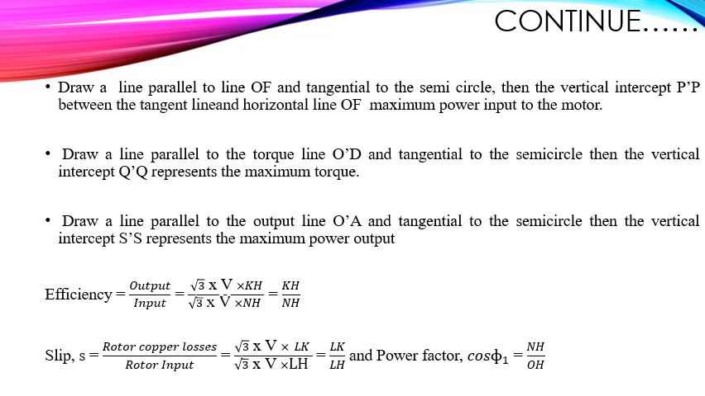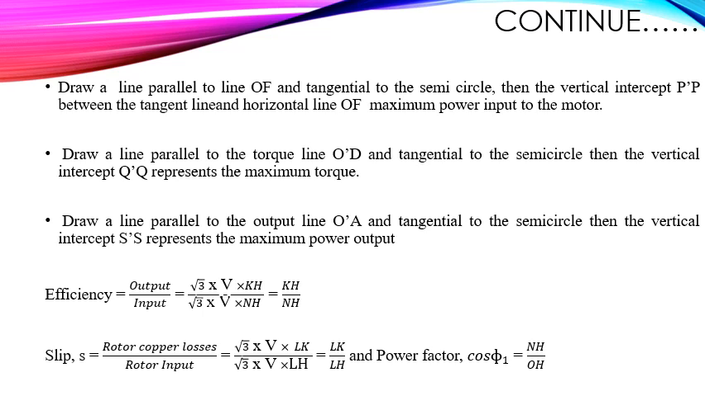So in the next question that we already saw in the end semester examination solution of summer 2019, the same procedure can be applied here, but there is one more parameter we have to find, and that is slip. To find the slip and efficiency, we have to draw a line parallel to line OF and tangential to the semicircle. Then the vertical intercept P dash P between the tangent line and horizontal line OF gives the maximum power input to the motor, right?